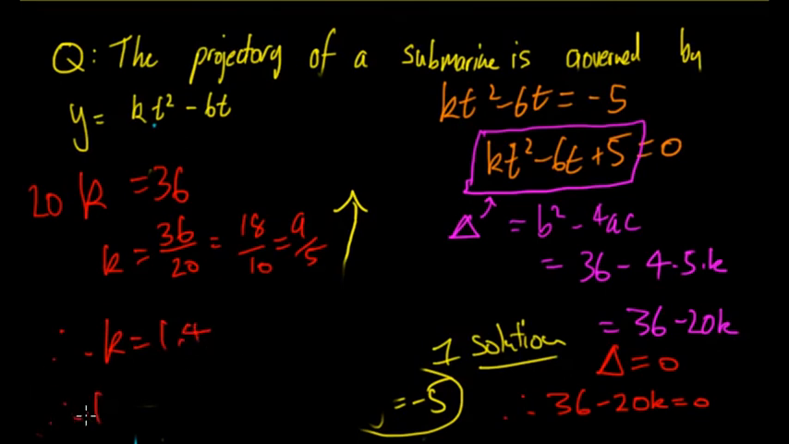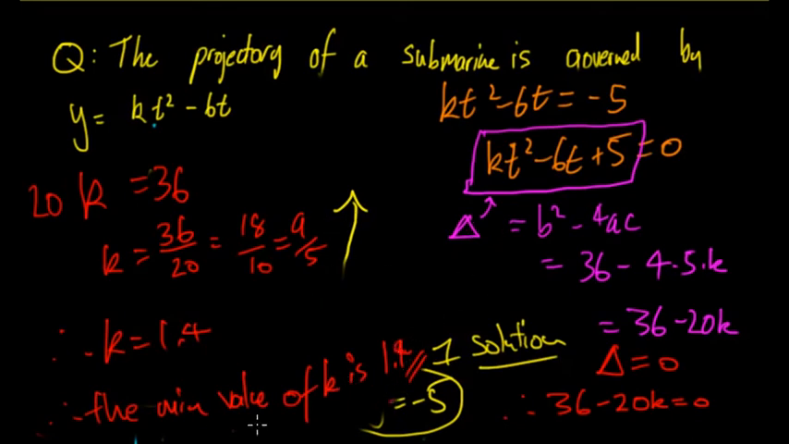So the minimum value of k is 1.8. And that's the minimum because if it had two solutions, then it would be too far down. And if it had no solutions, then it wouldn't be the minimum value of k, even though the submarine would still satisfy, as it wouldn't go all the way 5 units down. So the minimum value is when k is equal to 1.8. And that just shows how the discriminant is useful in these worded questions.